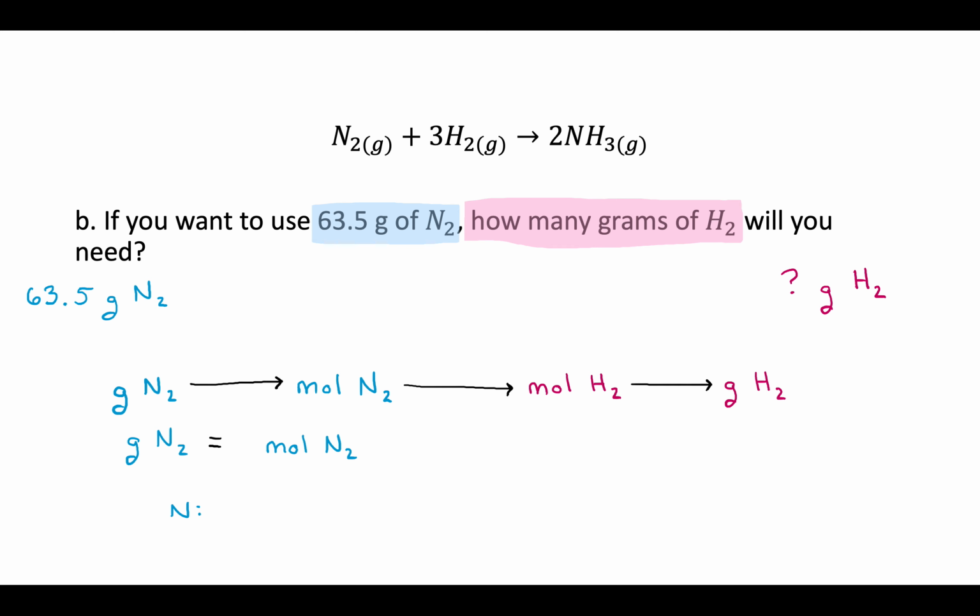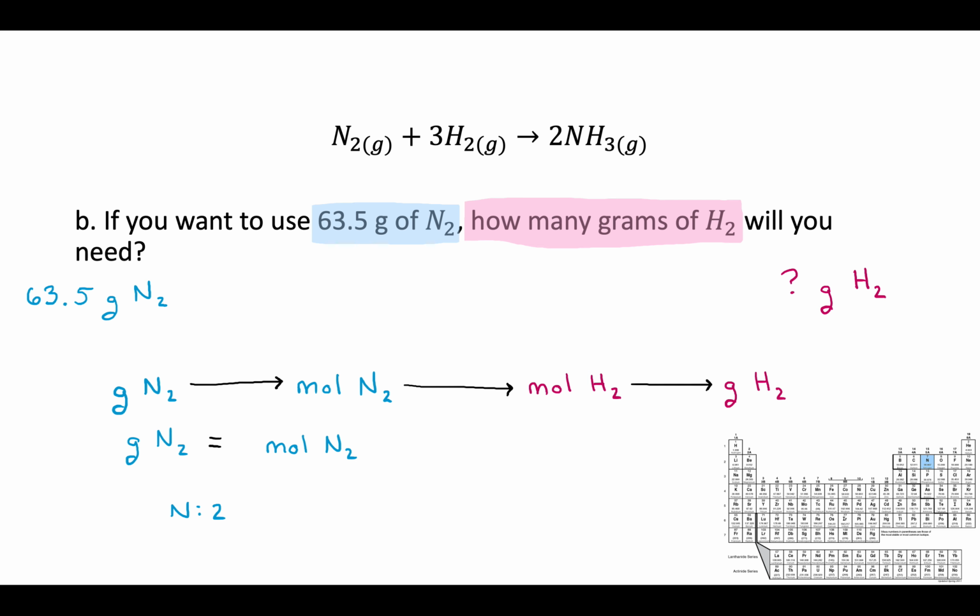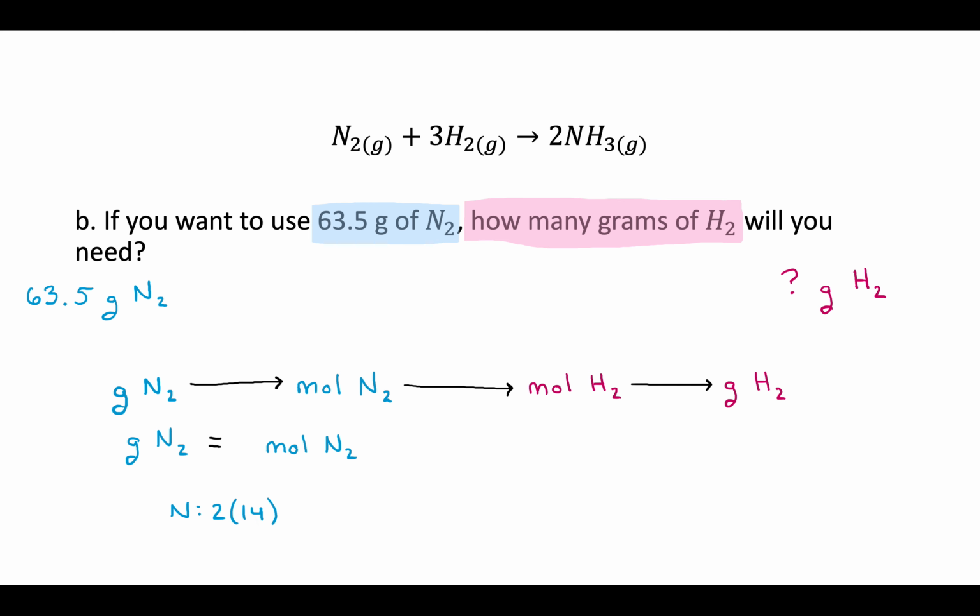So if we had 1 mole of N2, we would have 2 nitrogens, 2 moles of nitrogen, because that's the subscript. Then we'd go to the periodic table, and we'd see that below the symbol there's a number 14. That's how many grams 1 mole of nitrogen weighs. So since we have 2, altogether it's 2 times 14, or 28. There are 28 grams of N2 in 1 mole of N2. That's our first conversion factor.